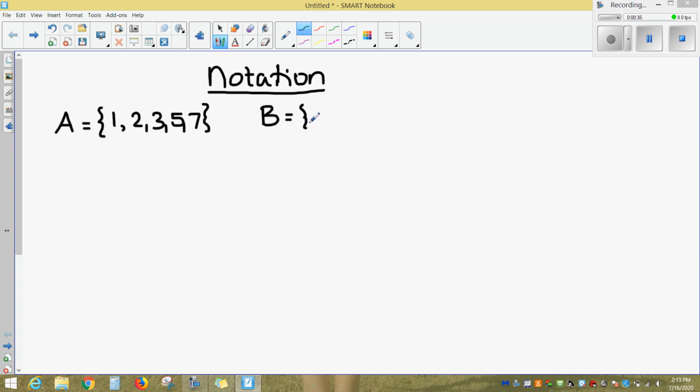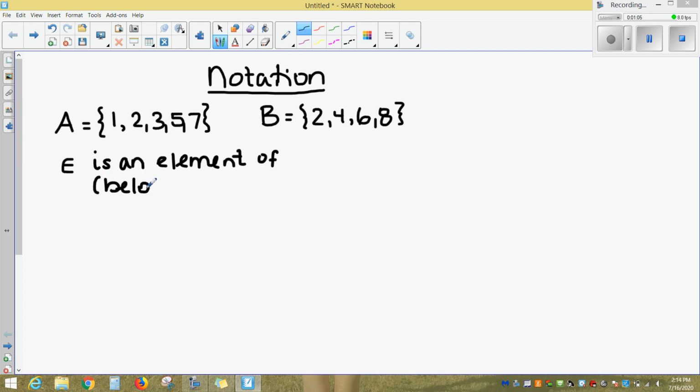And maybe set B is the set of numbers 2, 4, 6, and 8. If I see this symbol on my paper, that symbol means is an element of. Or what I will more informally say sometimes is belongs to. Now, the correct way to use this symbol is that we could say 3 is an element of the set A.